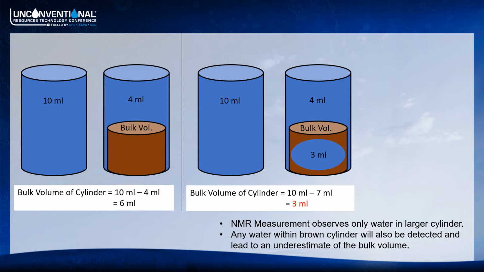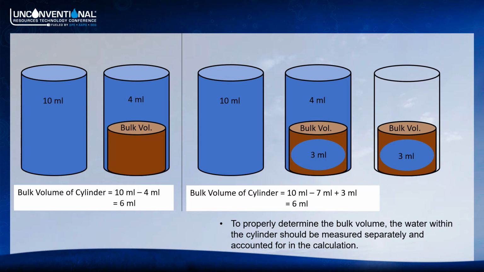The determination of the bulk volume of the brown cylinder works in this way as long as the brown cylinder is not porous. As you can see on the right part of the slide, if there's fluid in the brown cylinder, then the bulk volume of the cylinder will be underestimated by these two NMR measurements. If the cylinder is porous, in order to get an accurate measurement of the bulk volume, another measurement needs to be completed, which is a determination of the fluid in the brown cylinder alone. This measurement is then added to the difference of the first two measurements, and the correct volume of the bulk cylinder is then calculated.